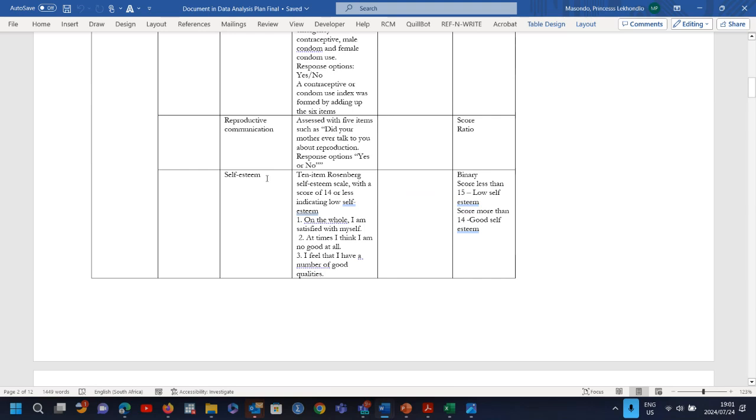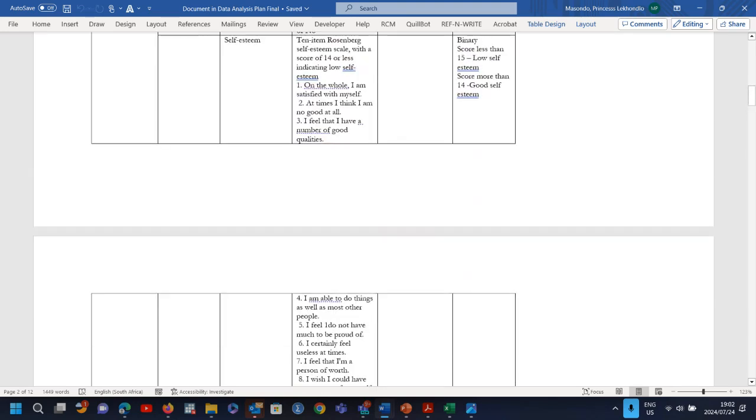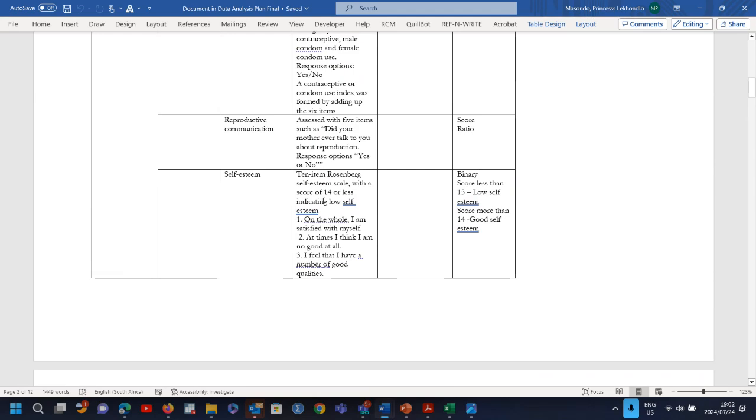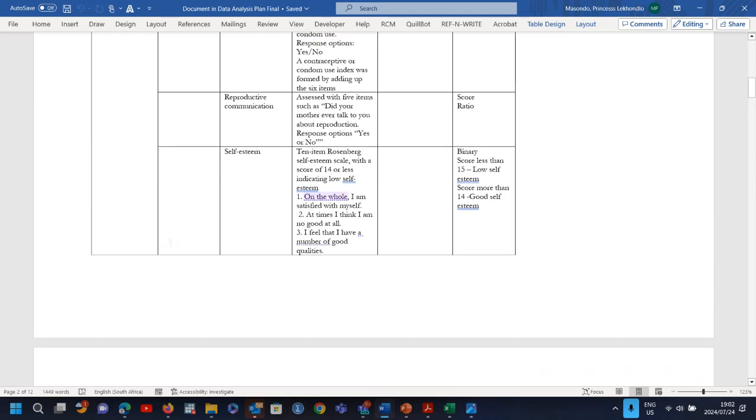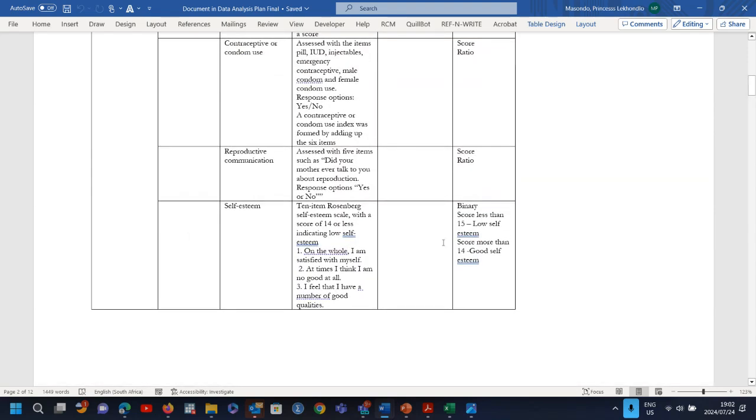There is self-esteem. It's using the 10-item Rosenberg scale. It's an existing scale that they're using to measure self-esteem, and they are explaining the questions. They are listed here, and it has to be scored. Once they've asked the questions, 10 questions, then they compute. From the 10 questions, they classify you. So the final variable is binary, which is nominal. If your score is less than 15, you are classified as having low self-esteem.